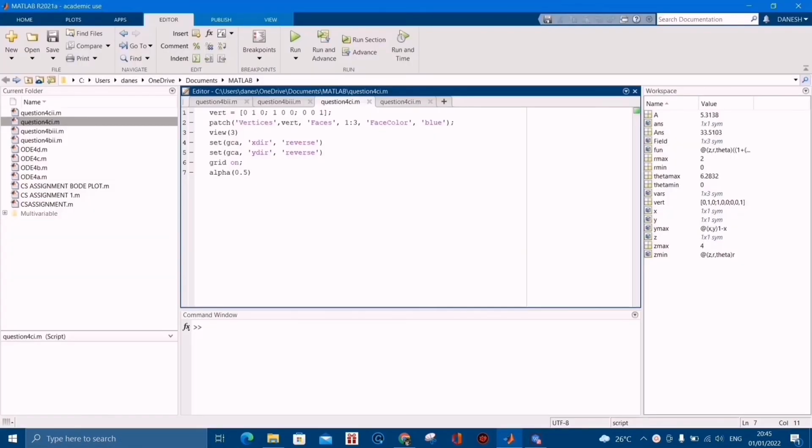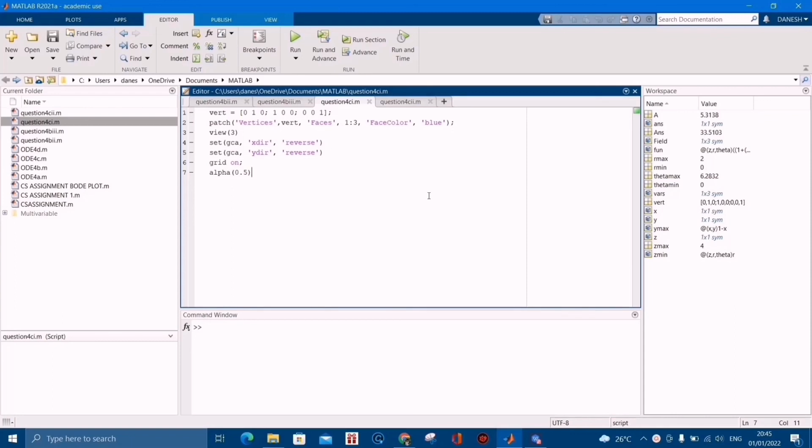The following will be question 4c. In this question, we have to sketch the surface of the plane x plus y plus z equals 1, in the first octant, contained within triangle C with the vertices (1, 0, 0), (0, 1, 0) and (0, 0, 1), traversed in the anticlockwise direction.